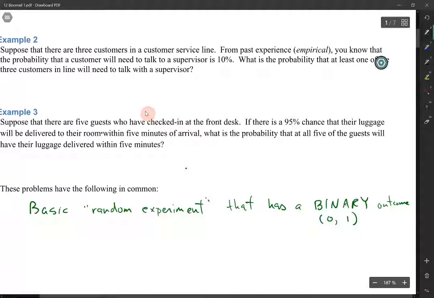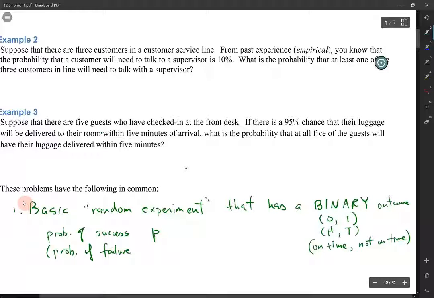So maybe one thing we could say is that there's this basic random experiment, and maybe we'll say the probability of success is P, and then we might say the probability of failure is Q, which is equal to 1 minus P, which is the complement.